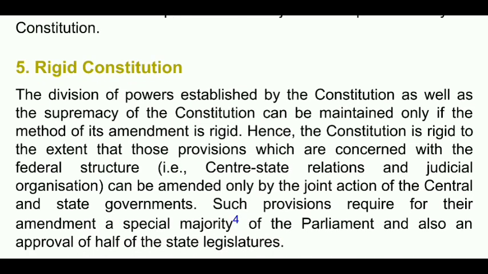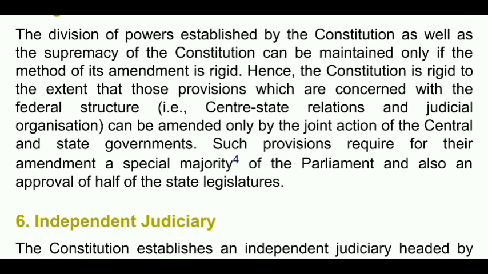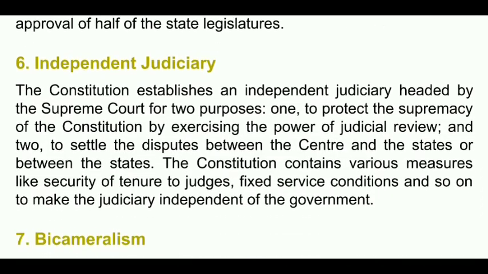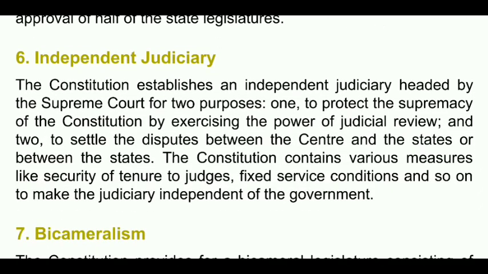Number 5, rigid Constitution. The division of powers established by the Constitution as well as the supremacy of the Constitution can be maintained only if the method of its amendment is rigid. Hence, the Constitution is rigid to the extent that those provisions which are concerned with the federal structure, that is, center-state relations and judicial organization, can be amended only by the joint action of the central and state governments. Such provisions require for their amendment a special majority of the parliament and also an approval of half of the state legislatures.